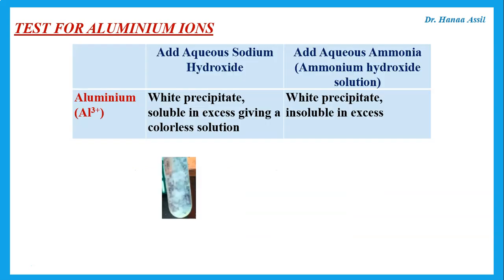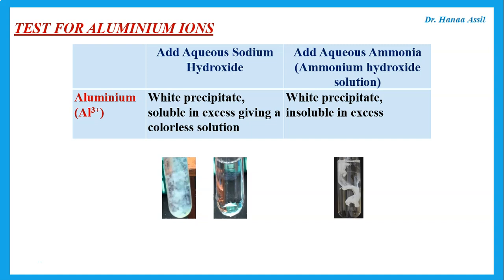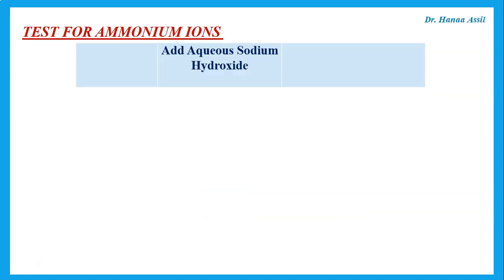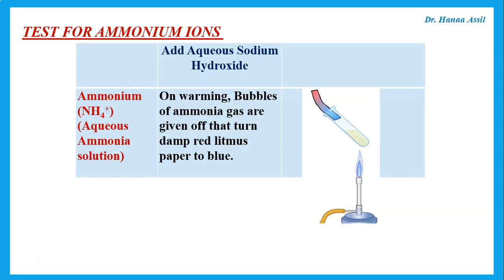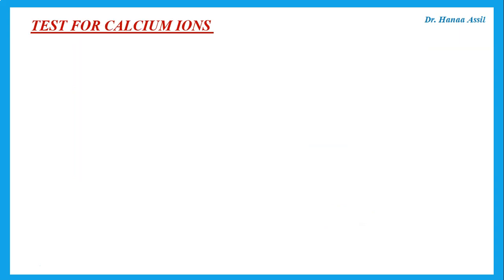Test for aluminium. Remember, add sodium hydroxide to aluminium. It gives a white precipitate soluble in excess, giving a colorless solution. With aqueous ammonia, it gives a white precipitate that is insoluble in excess. Test for ammonium ions: we add sodium hydroxide. On warming, it gives off bubbles of ammonia that turn damp red litmus paper to blue.